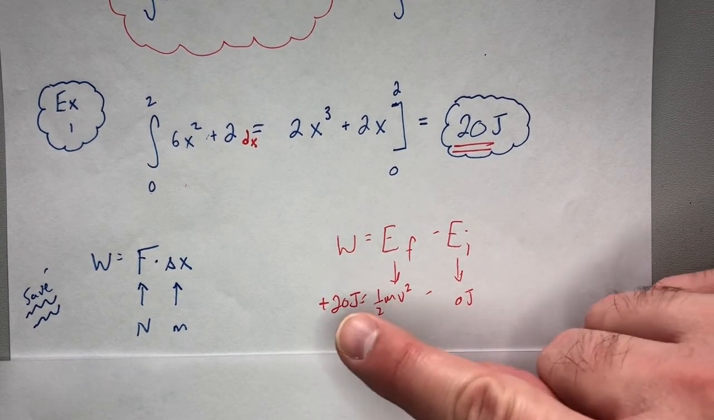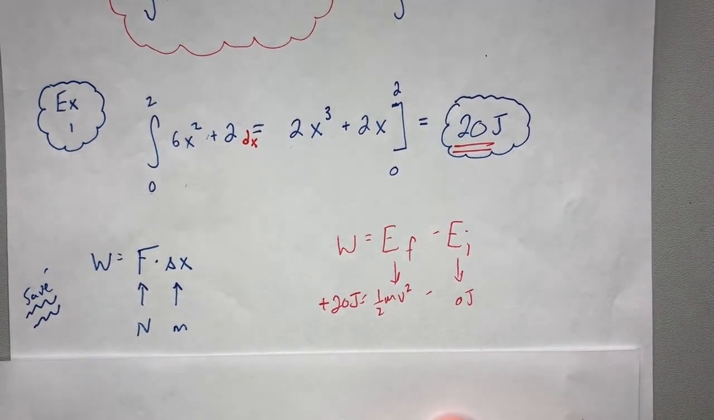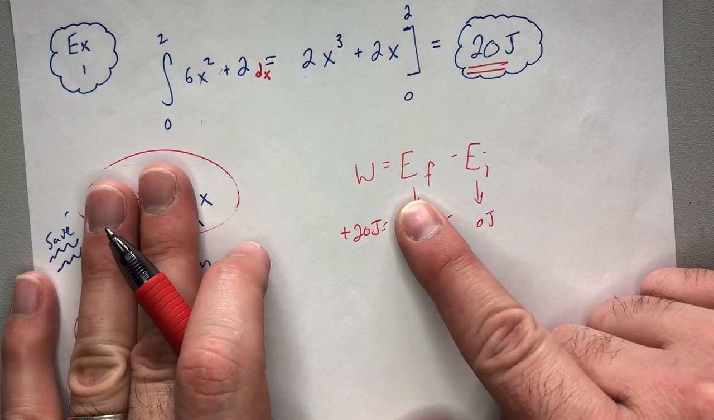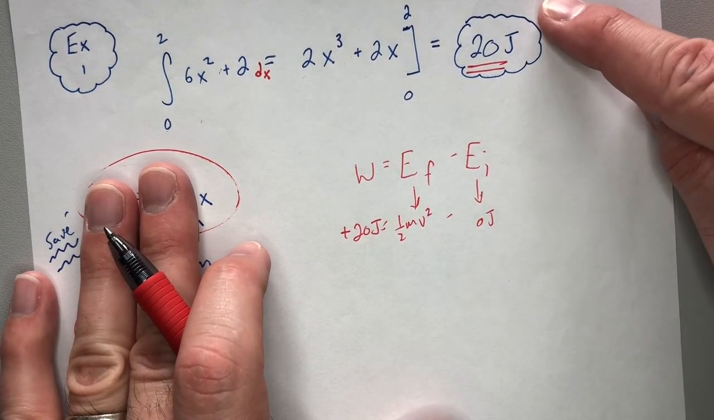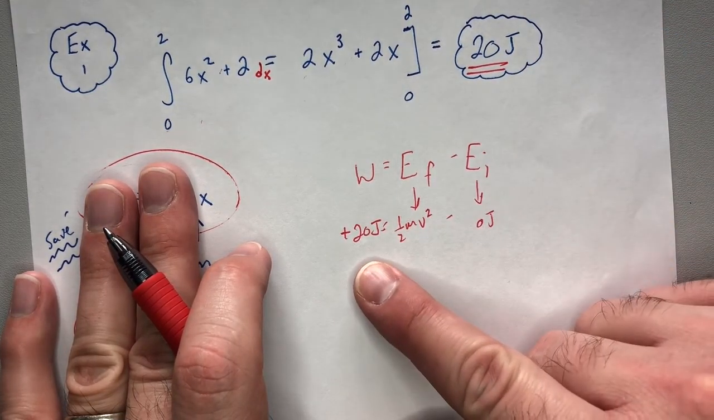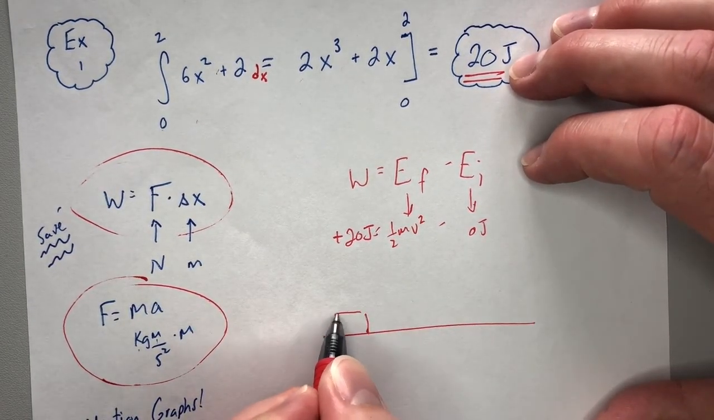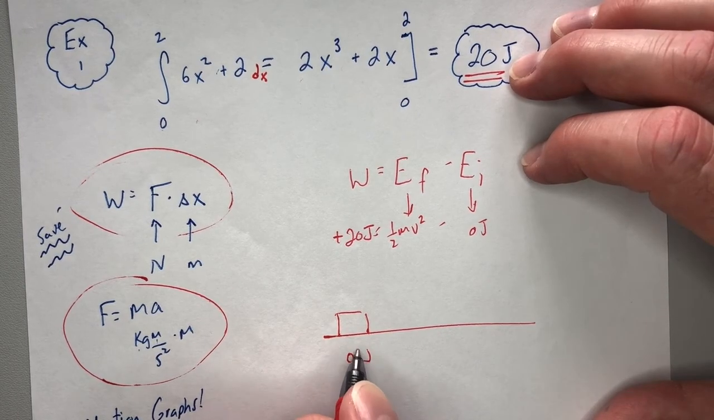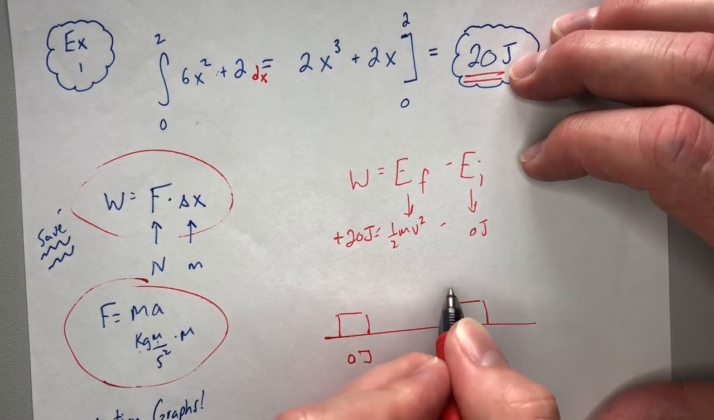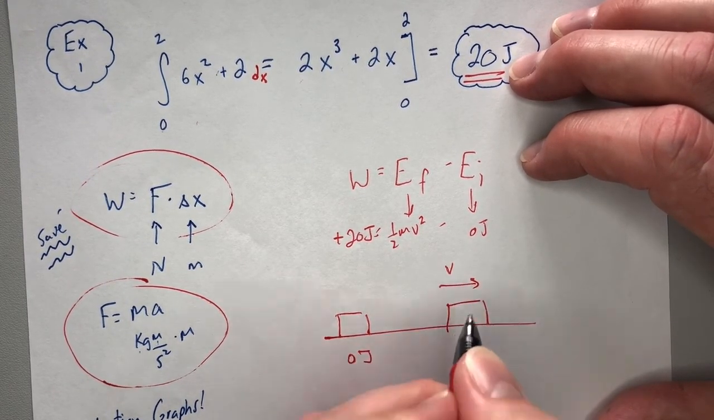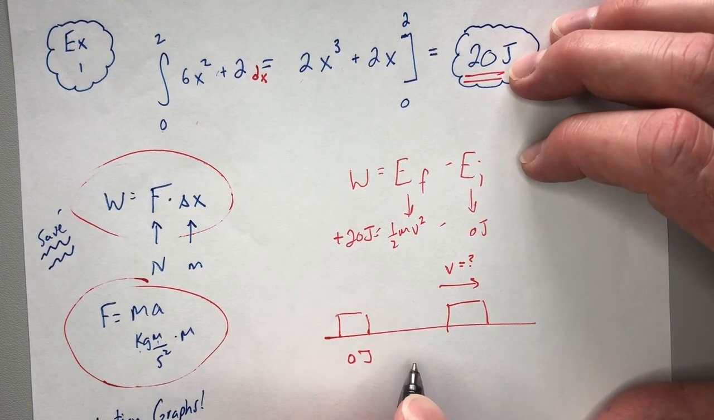How fast was it going if you put 20 joules of work in? You can tie all of these ideas together, but be ready on the AP test. They could say, hey, find the work. You found it by integration. Now you know the number, and you could figure out, if you got a block that was at rest, boom, 0 joules to start with. And then here it's moving to the right with some velocity. They could say, how fast is that moving if you did 20 joules of work right there?